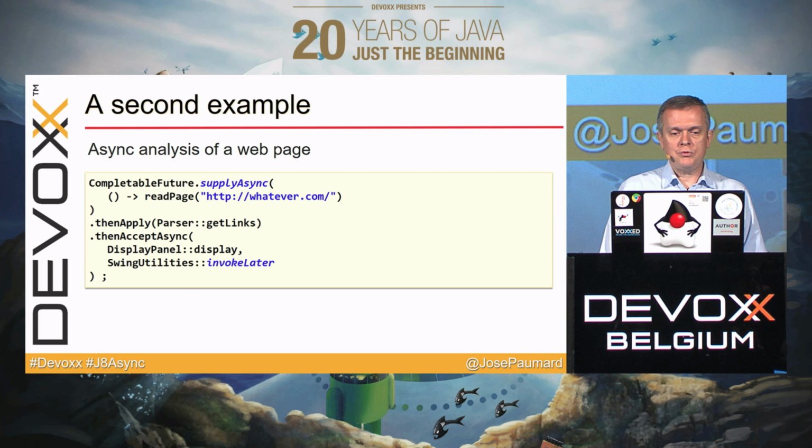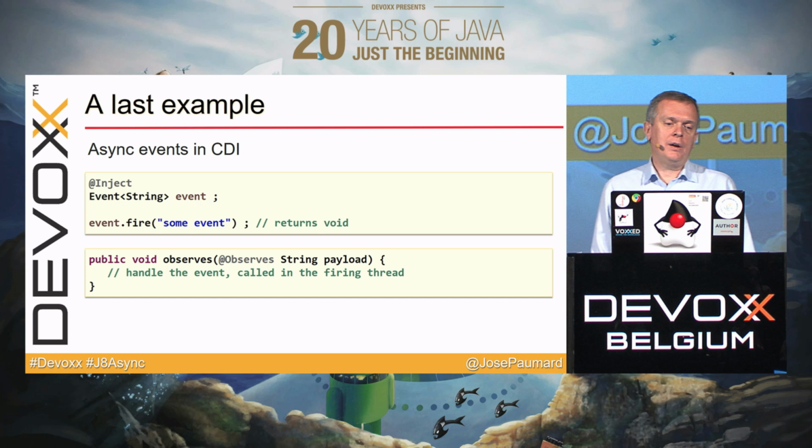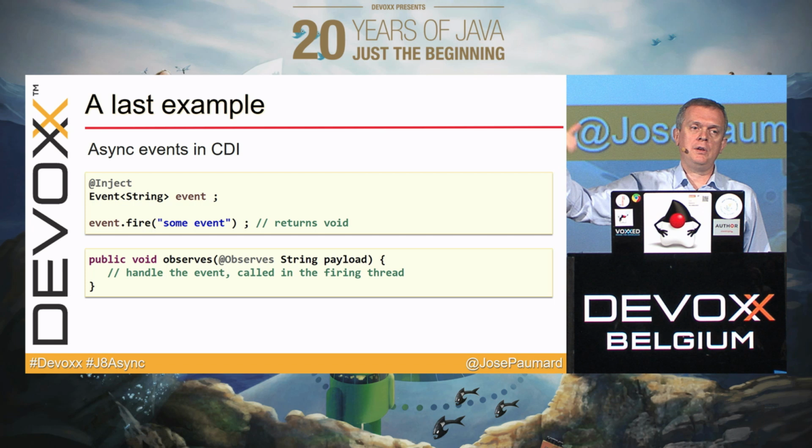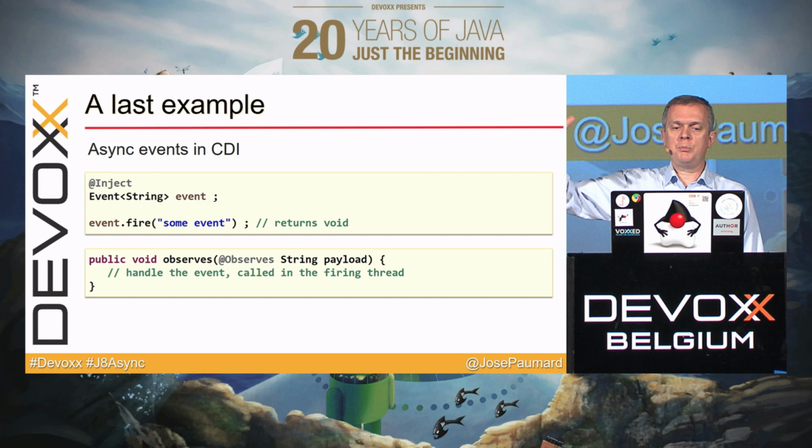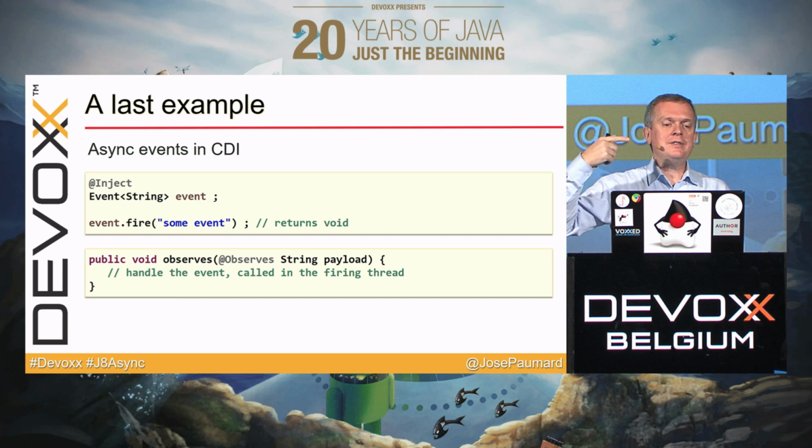Second example, last example, async events in CDI. How do events in CDI work? Basically, I get an event object from the injection framework of CDI, and I can use the fire method from this event object, passing a parameter that has the type of the parameter of this event object. And on the other hand, I may have a bunch of observer methods annotated like that to get the payload, which in this example is some event, and handle this event synchronously. The events in CDI up to 1.2 are synchronous. That is, this observer method will be executed in the same thread as the event fire method.